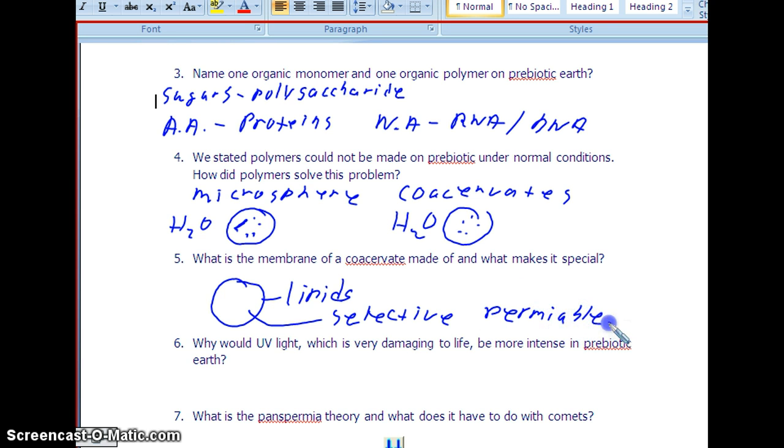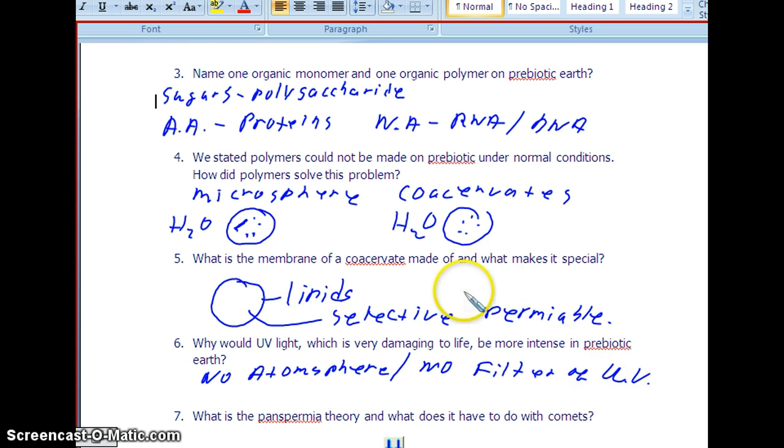Selectively permeable. Why would UV light, which is very damaging to life, be more intense during the prebiotic Earth? The Earth had no atmosphere, so it could not filter out the UV rays. And so it is much more intense, and it is going to be very damaging to life, and also to the formation of molecules. So this would have made it very tough for this to form.